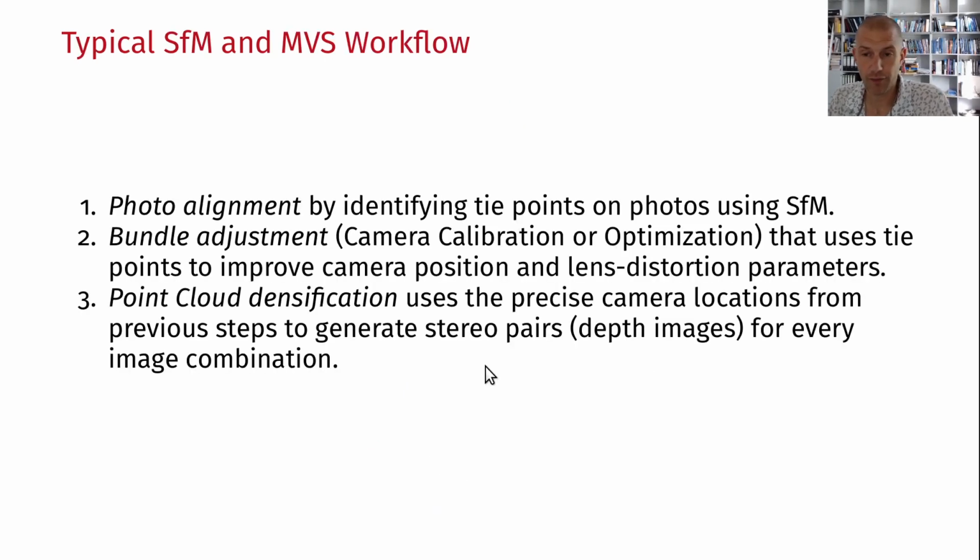A typical structure from motion and multi-view stereo workflow requires that you perform a photo alignment. Let's assume that you have a drone data set that has been collected. The first step is to identify tie points, common points between the images, and you align those photos based on those a couple of hundreds or thousands of points.